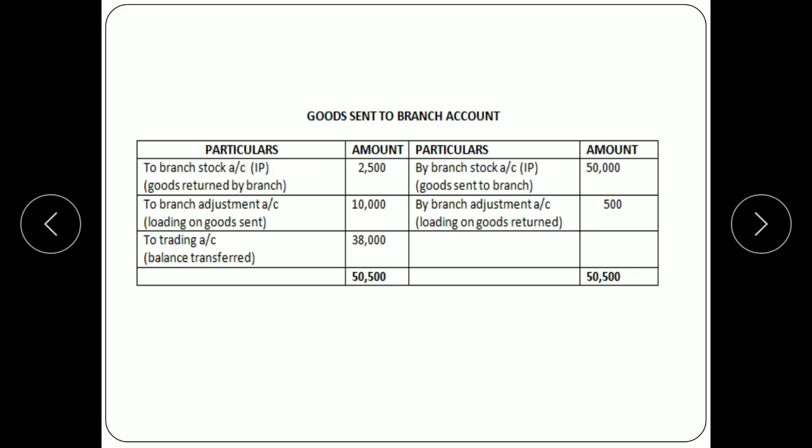Now we have to calculate loading on these items and make the entries for loading items. So loading on goods returned by branch will be coming on credit side and we will write it as by branch adjustment account 500, and loading for goods sent to branch from credit side, the loading will be recorded on debit side, to branch adjustment account 10,000, loading on goods sent. Here we find that our credit side is more, total comes to 50,500. So difference will be transferred to trading account, which is 38,000.